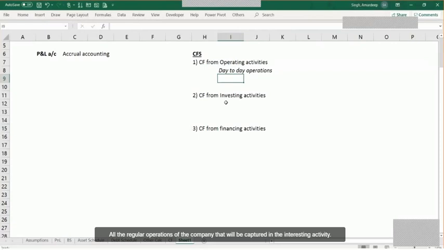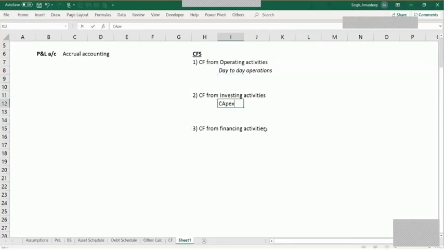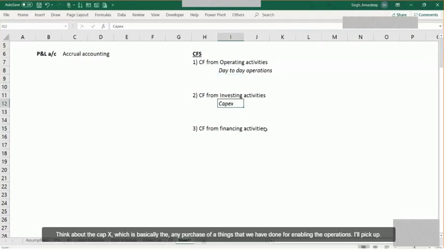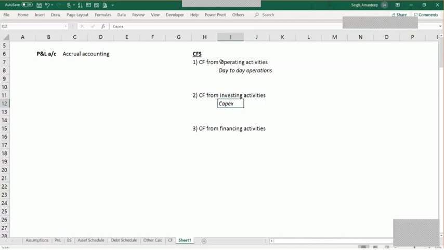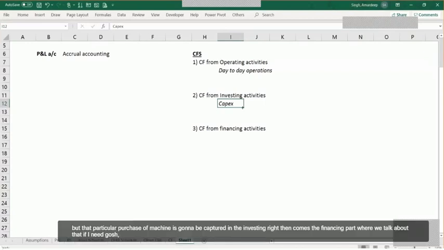In the investing activities, we typically speak about the capex, which is basically any purchase of fixed assets that we have done for enabling the operations of the company. So, if I have to do certain operations, I need a machine to be purchased for it. That particular purchase of machine is going to be captured in the investing activities, right?